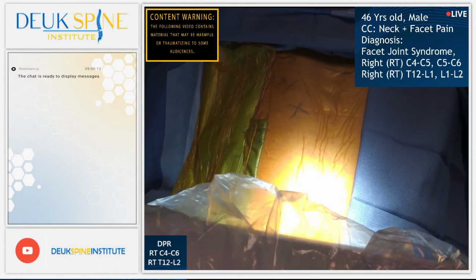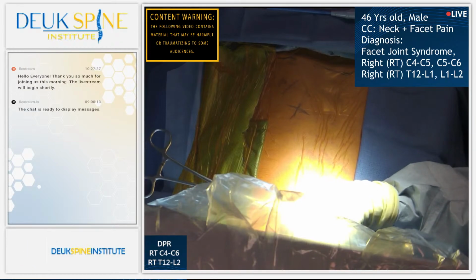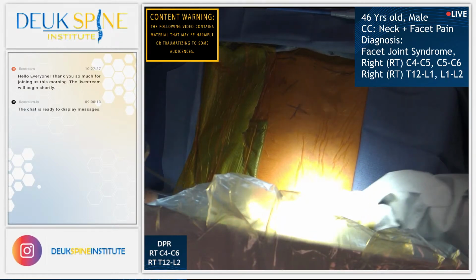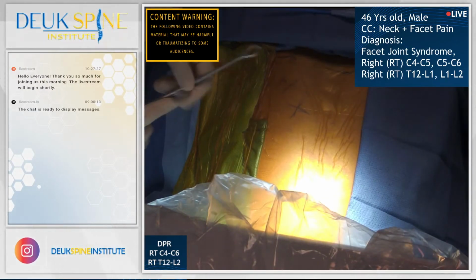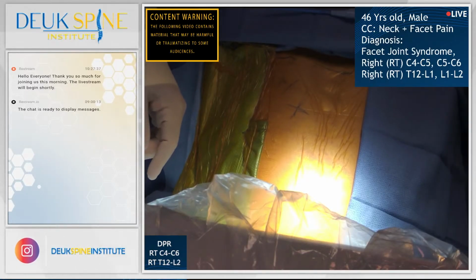He had facet pain below that, which we fixed last week. He has no more pain where we did our surgery last week. However, he has pain above in his back, and he has pain in his neck. We're going to be doing the Deuk laser disc repair later today. But first, we're going to treat his facet joint pain, which is what's causing him the most pain in the back of his neck and the lower back. We're going to start with his neck.